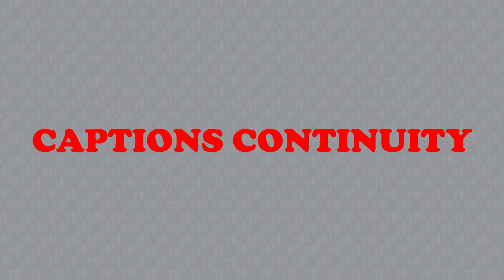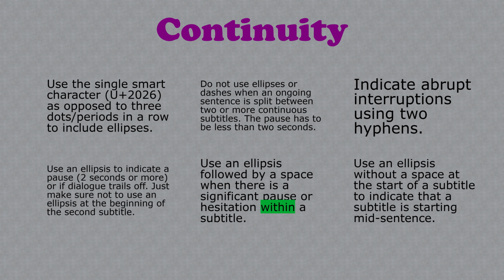Let's look at captions continuity. Use the single smart character U2026 as opposed to 3 dots or periods in a row to include ellipses. Use an ellipsis to indicate a pause, 2 seconds or more, or if dialogue trails off. Just make sure not to use an ellipsis at the beginning of the second subtitle. Do not use ellipses or dashes when an ongoing sentence is split between 2 or more continuous subtitles.